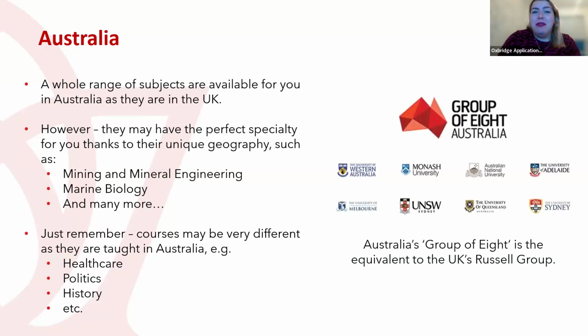I mentioned the Group of Eight on the previous slide, and I just wanted to indicate to you that the Group of Eight is a collection of universities, the 8 most probably well-known universities, and it is synonymous with the term Russell Group here in the UK, which, as you may be aware, are a collection of universities that are renowned for their research and teaching prowess. So if you are interested in Australia, this is not a finite list. There are, of course, more options available for you there, but this might be a good place to start.